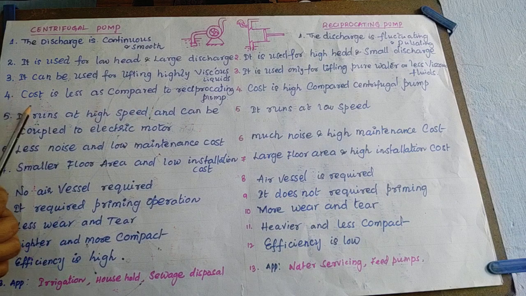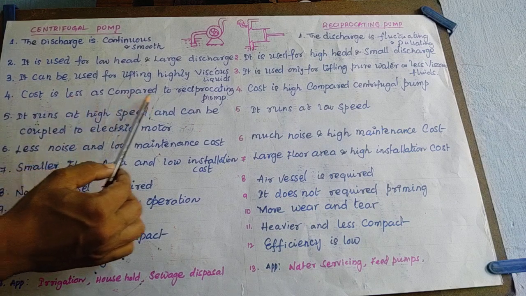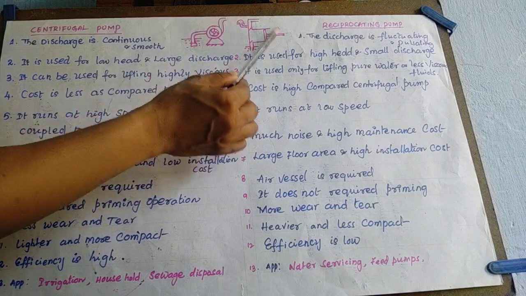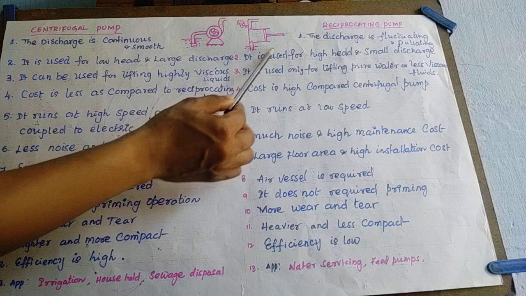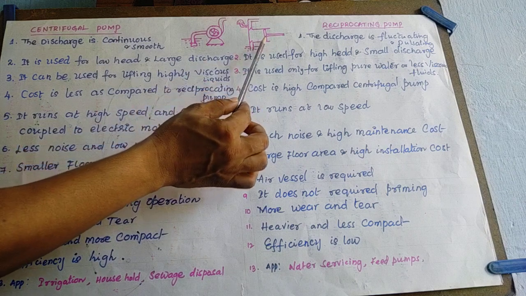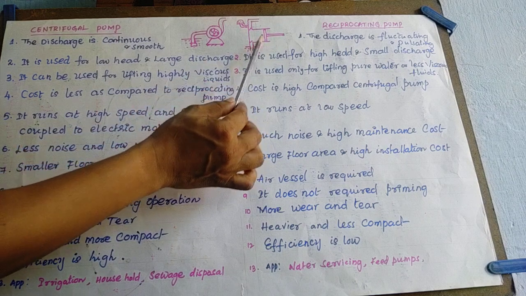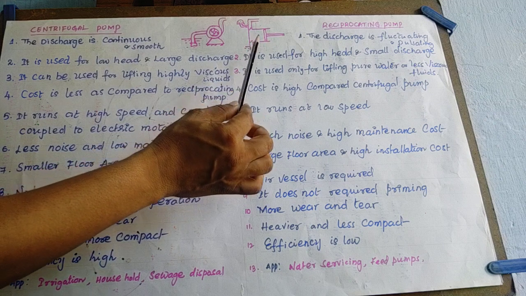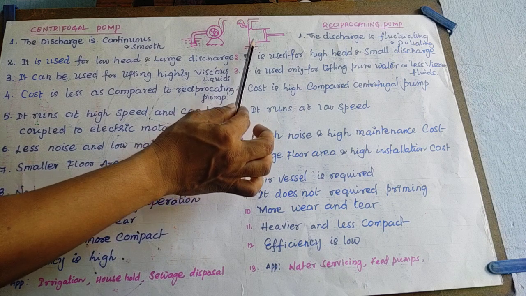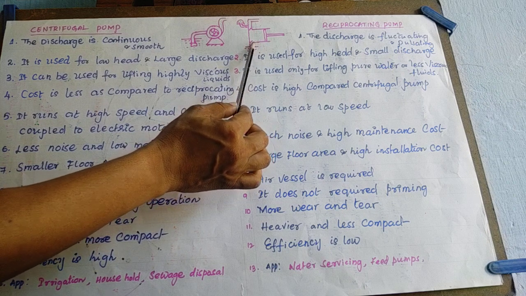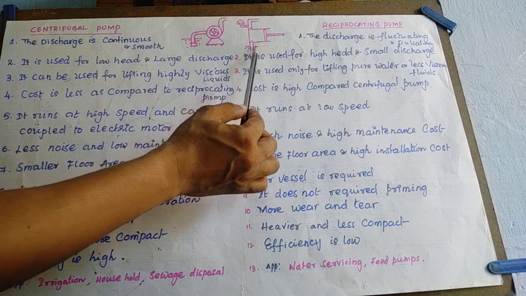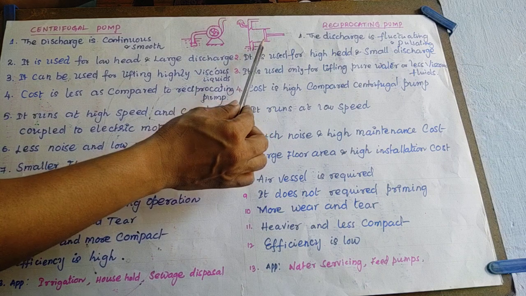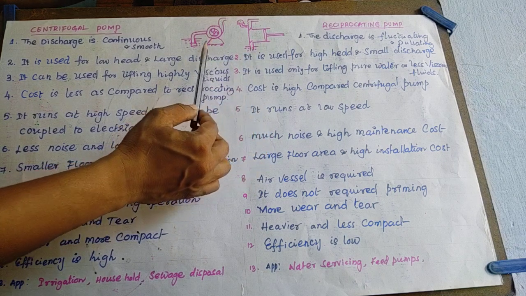And the fourth point is that cost is less as compared to the reciprocating pump. So the cost of this one is less, but the cost of the reciprocating pump is high. The reason the cost is more for this one is that very precise parts are used in this reciprocating pump in order to supply the particular accurate flow rate. That is why these are designed with very precise parts, and more parts are used. That is why the cost of this reciprocating pump is more than the cost of this centrifugal pump.